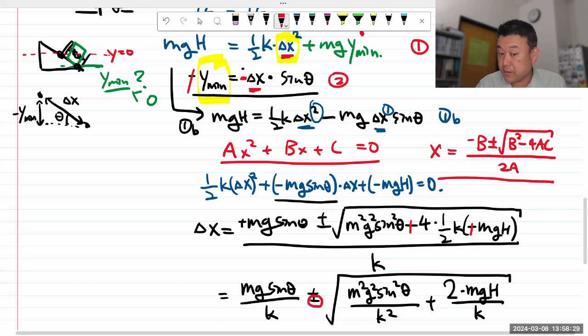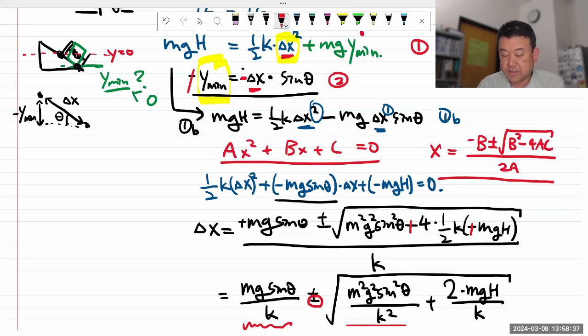minus 1 won't work. Because this quantity here, that squared is basically this. So that plus this is greater. After you take the square root, that'll be greater than this. Which means that if you take the minus sign, the overall delta x that you calculate will be negative, less than 0. And I think in this context, that answer doesn't make sense.